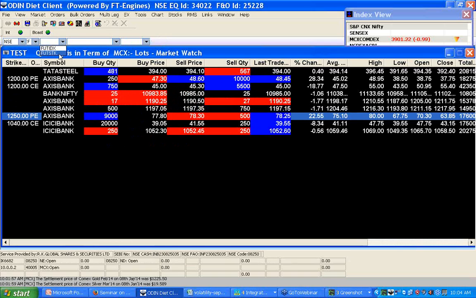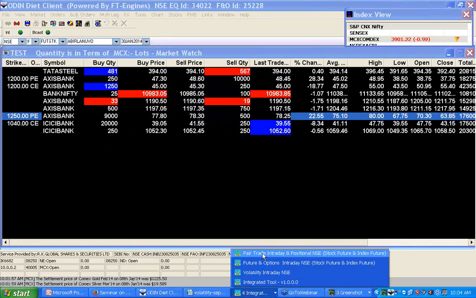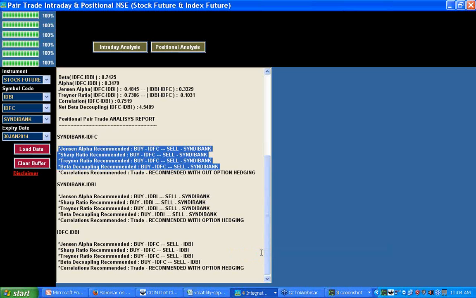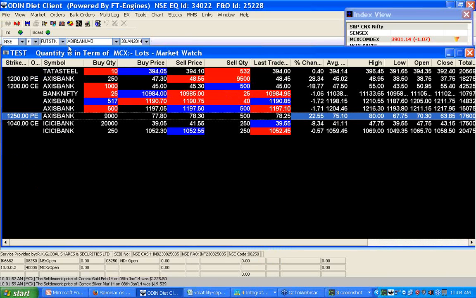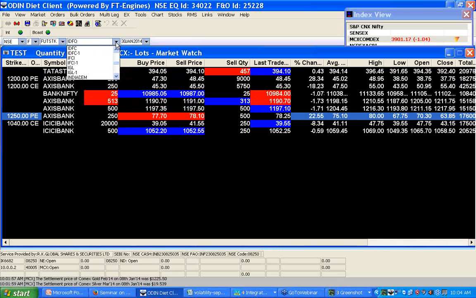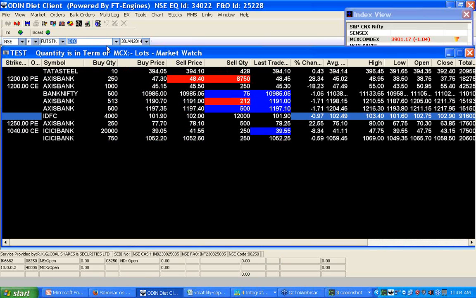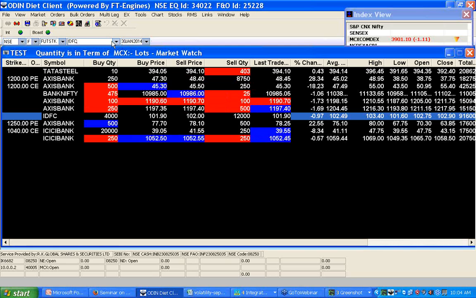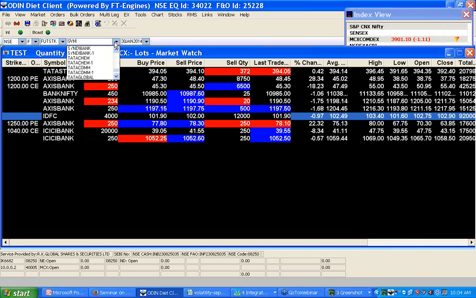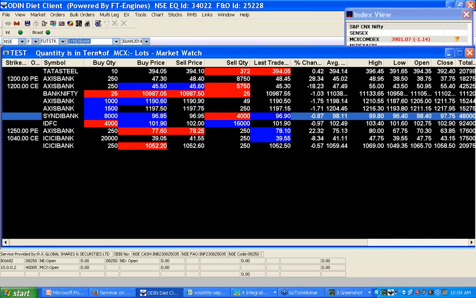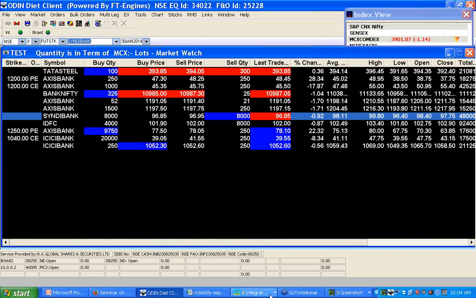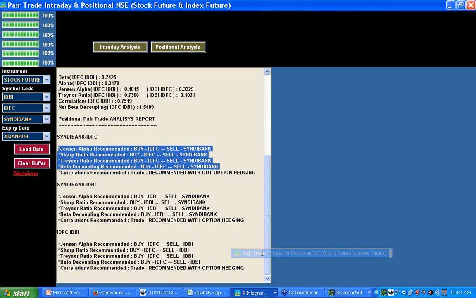So this is the pair, I got it. I got IDFC and Syndicate Bank. Both I have got. So this is telling me buying IDFC and selling Syndicate Bank without any option hedging.